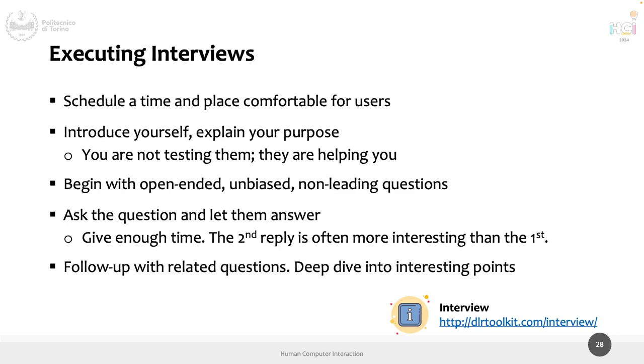In an interview, it's important to give people time to reply. And if they want to reply twice to the same question, it's fine. Most of the time, the second reply is more interesting than the first one. Maybe the first one is immediate, and then at a certain point you say, well, let me think about this. In reality, this could be different, etc. And since we imagine a semi-structured interview, follow up with related questions and deep dive into interesting points. You ask a question that you planned, and if something interesting comes up from the answer, ask again, go deeper in that answer, if you feel that something can be expanded or explained more.